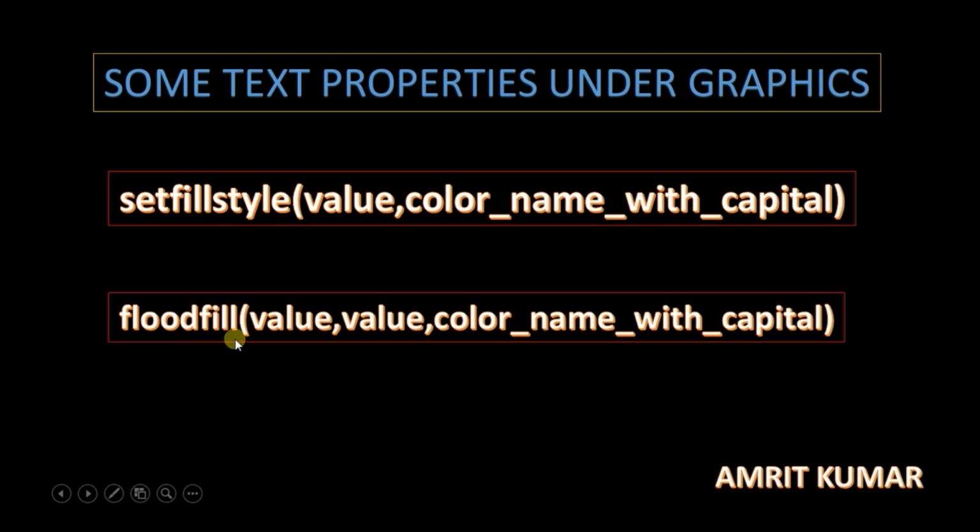After that there is a function called floodfill. Floodfill's work is to fill everything. It is the same as a paint bucket. It is going to fill everything. So you need to specify the values here, the x and y values, and the color name in capital letters that you want to fill. So these are some text properties under graphics that are going to help you in making a project using graphics in C language.